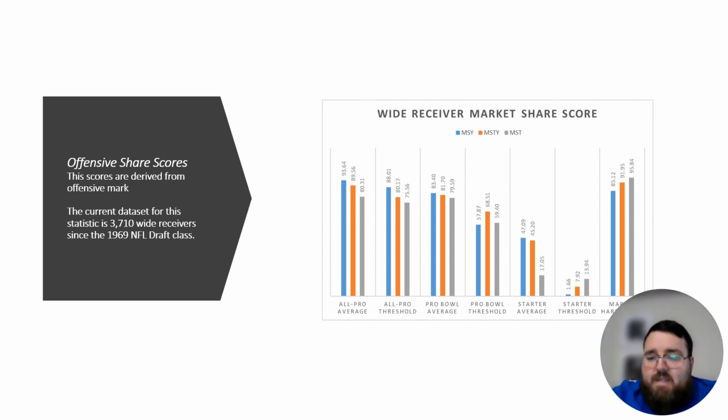Taking a look at Marvin Harrison Jr. based on his statistics, he had an 85 percentile in terms of his receiving market share production score, 91 percentile in terms of his total offensive market share production score, which takes into account his receiving yardage, rushing yardage against his team's total yardage. And then, of course, his touchdown market share score, which is probably his best score, was in the 95 percentile. This data set also is out of 3,710 wide receivers since the 1969 NFL draft class.